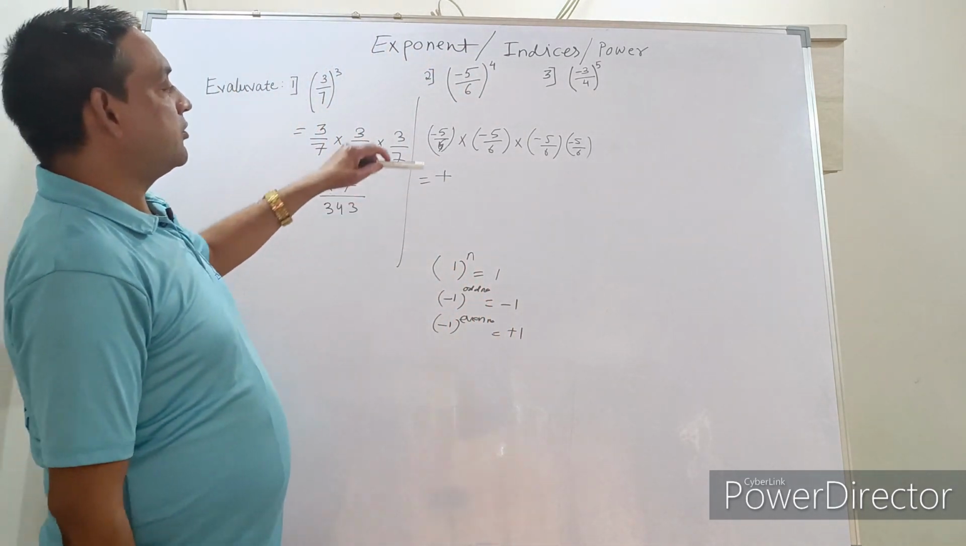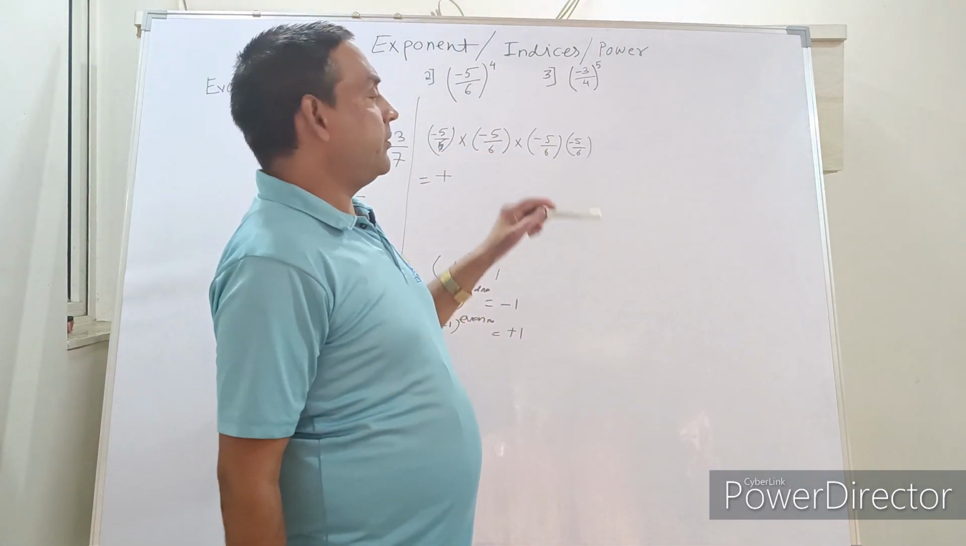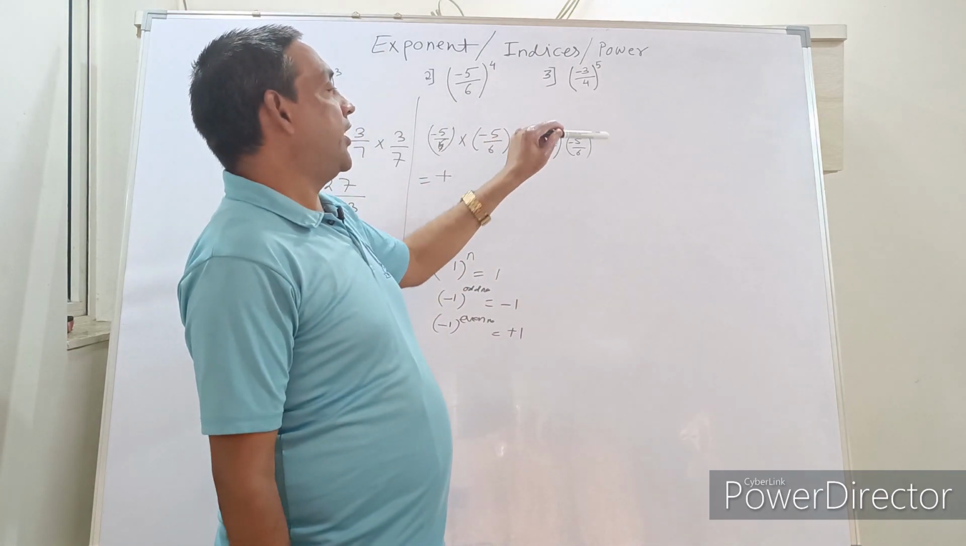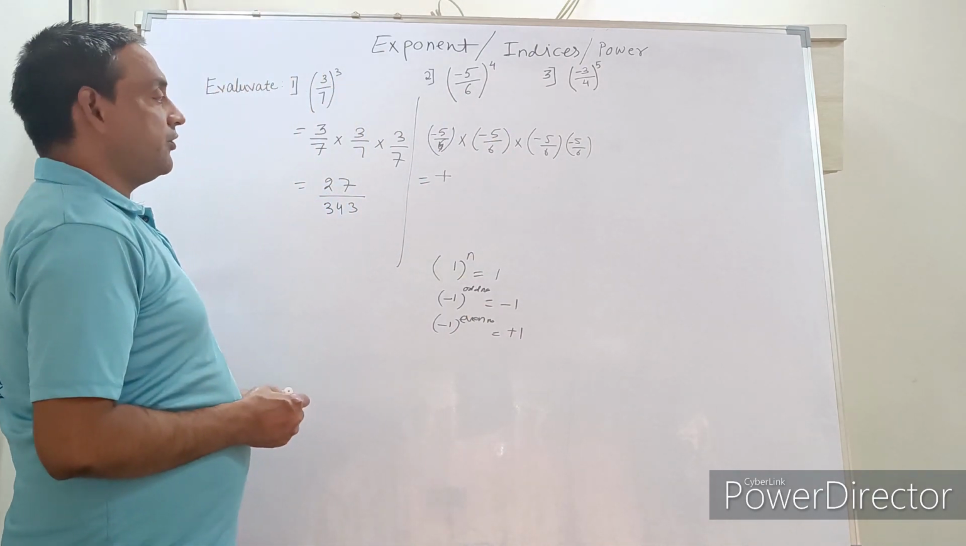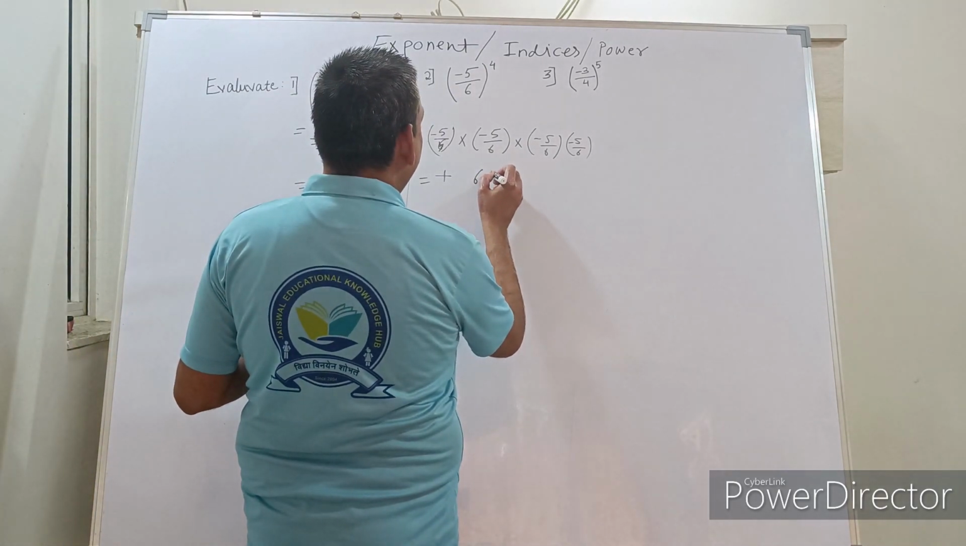Clear? And then next will be 5 into 5 is 25, 25 into 5 is 125, into 5 is 625, or you can say 5 into 5 is 25, 5 into 5 is 25, so 25 into 25 gives you 625. So this will be 5 raised to 4 is 625.